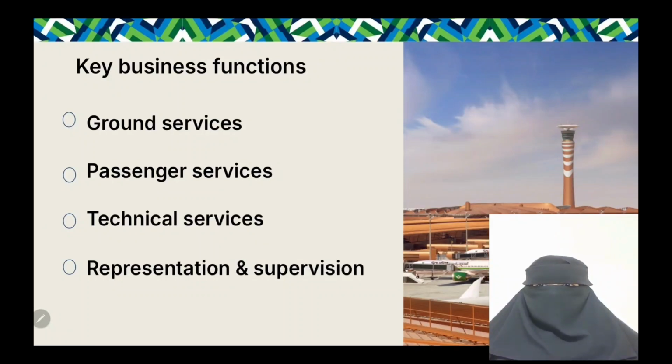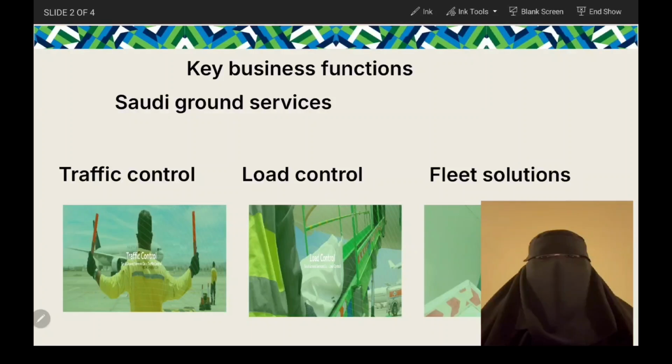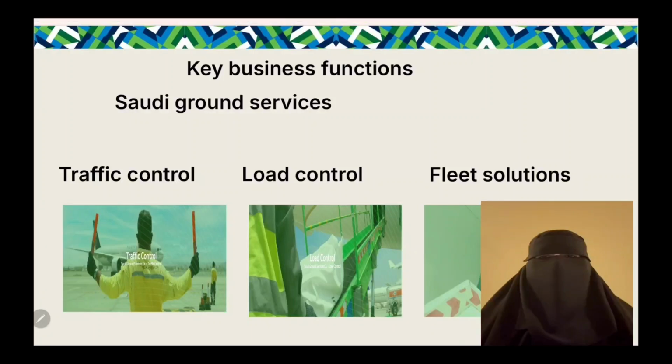Some key business functions are ground services, passenger services, technical services, representation, and supervision. In 1954, Saudia Airlines established the Saudi Ground Services, or in short, SGS. It serves as an expert in load moving. SGS manages load handling operations at every Saudi Arabian airport, including traffic control, load control, and fleet solutions.